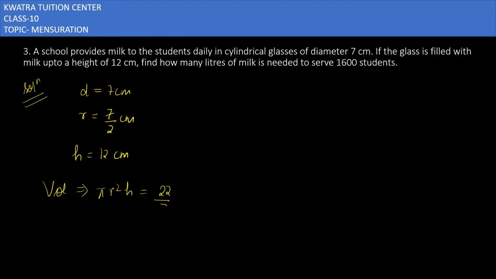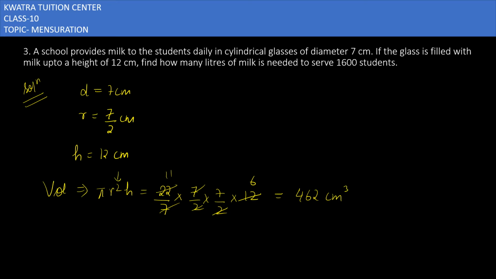Pi will be 22/7. R will be 7/2. You can mention it twice because we have the square over it. H is there, which is 12. Now 7 and 7 can be cancelled. 2 and 22 can be cancelled. 2 and 12 can be cancelled. Now multiply all these. You will get 462 centimeter cube.